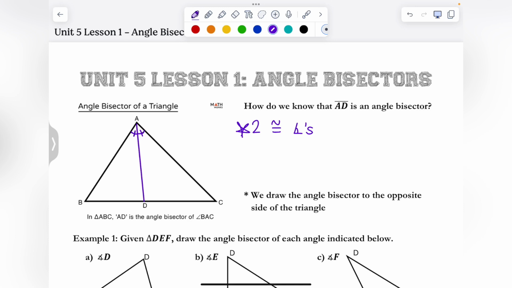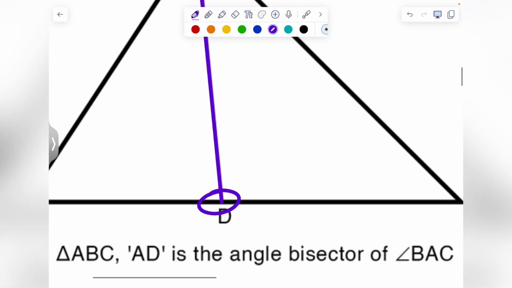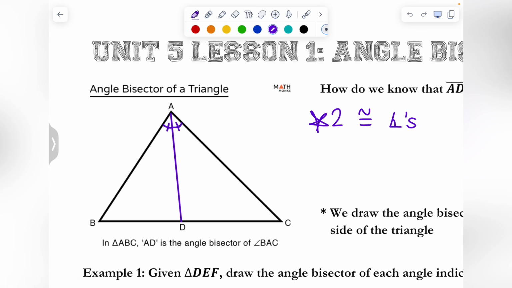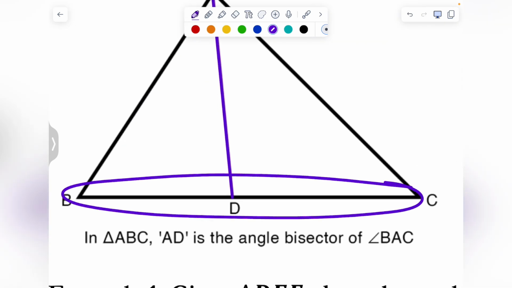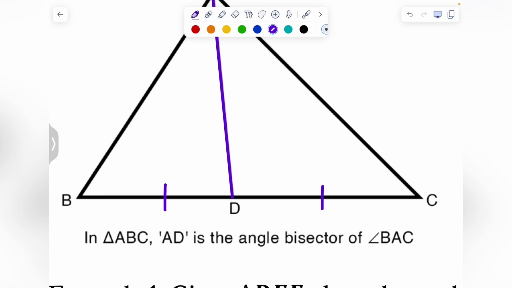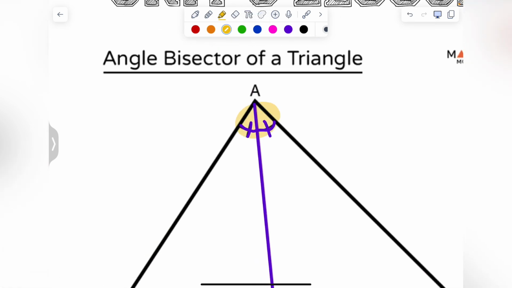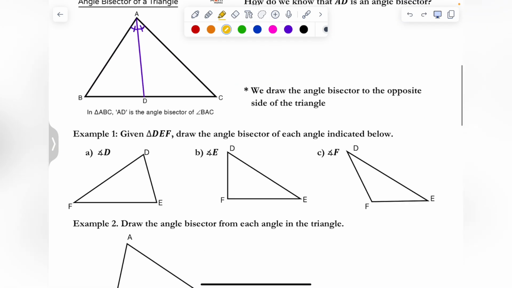So we draw the angle bisector to the opposite side of the triangle, so it stops on the edge of the triangle. And I want you guys to understand that it doesn't necessarily split the side in half. Like, these pieces are not congruent. BD and DC are two different lengths. The angle bisector only cuts the angle in half, and that's an important distinction.